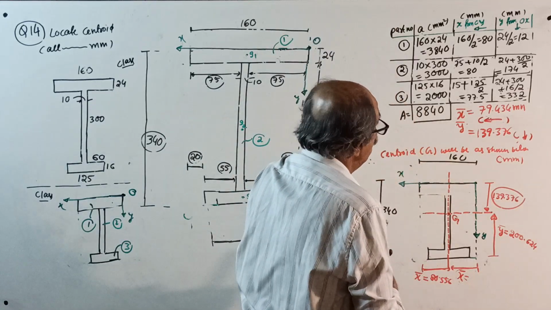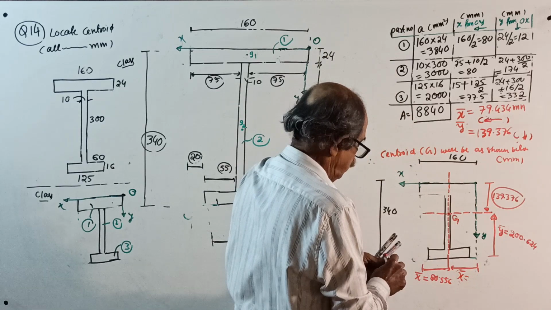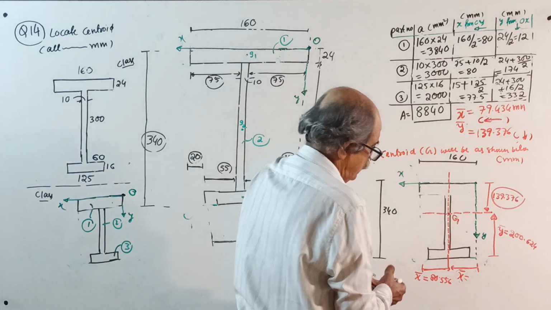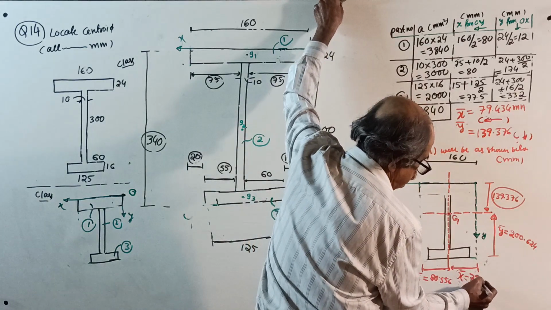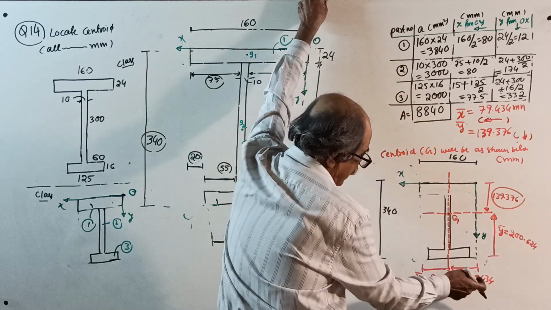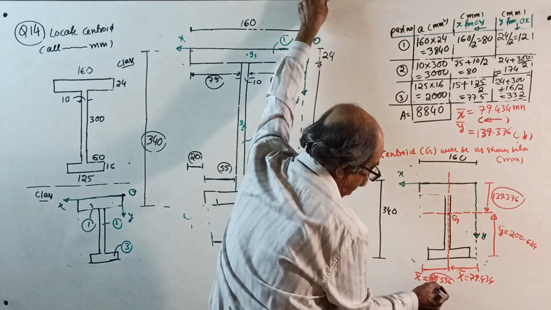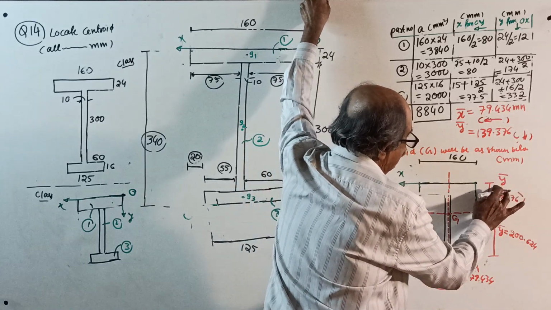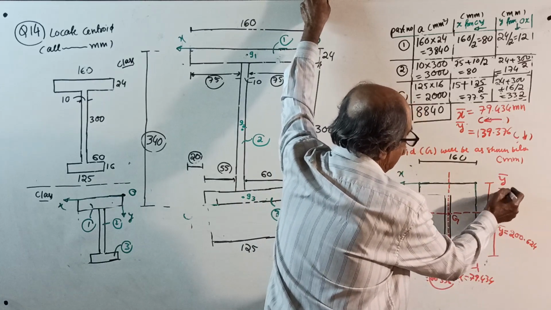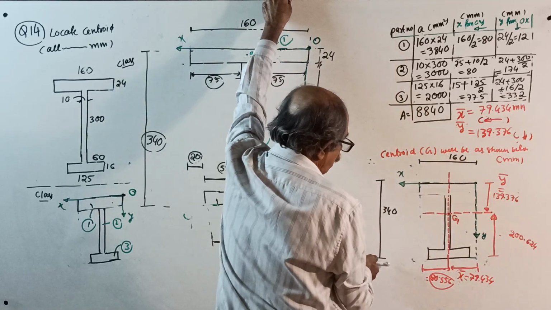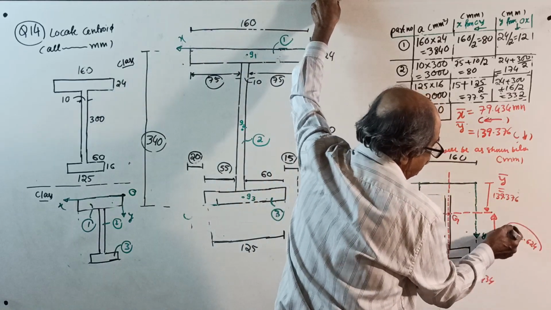This is y. Okay. This is x bar. X bar equal to 79.434. From 160, subtract it, you will get 80.556 if you want. Same way, this is your y bar now. See, this is your y bar calculation from top. How much? 139. From overall 340, subtract, you will get this distance.